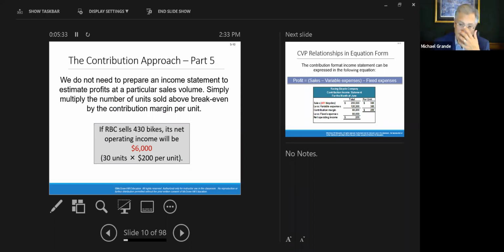If RBC sells 430 bikes, its net operating income will be $6,000. The 30 units above the break-even point, 430 minus 400, multiplied by the contribution margin per unit of $200. Net income is $6,000.